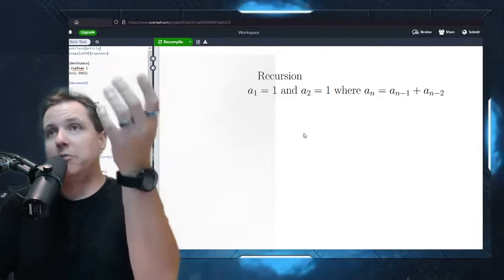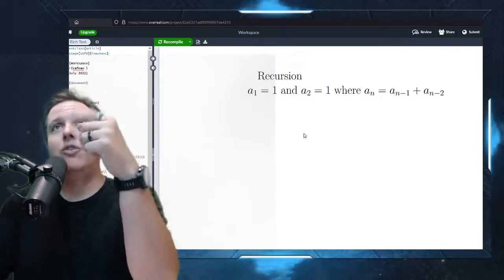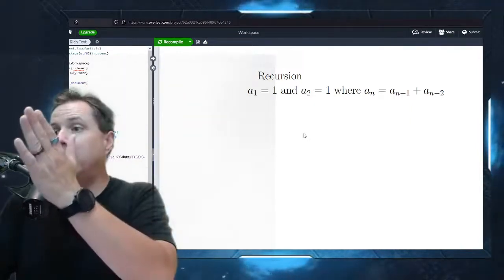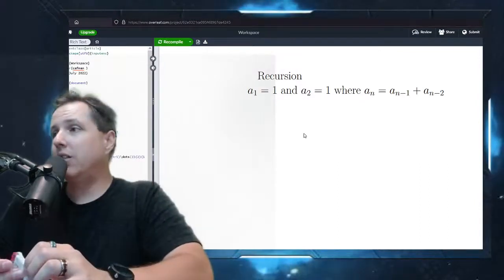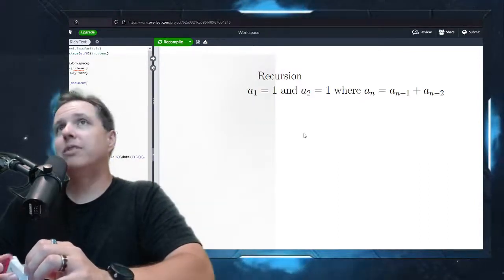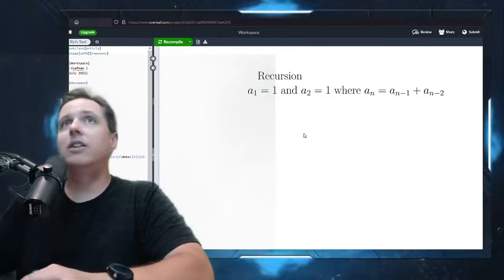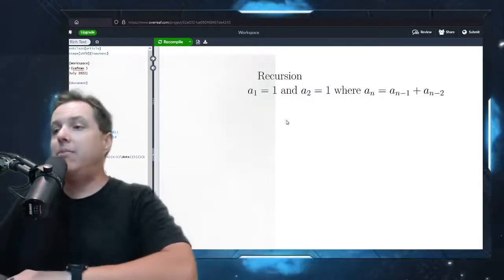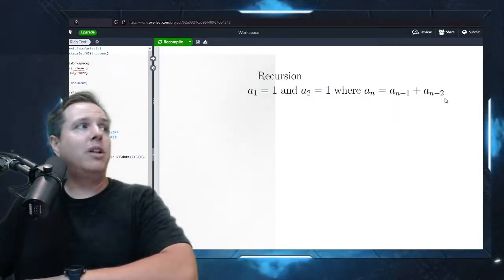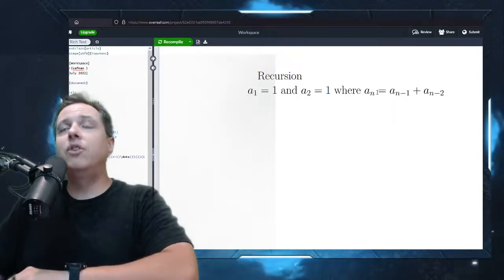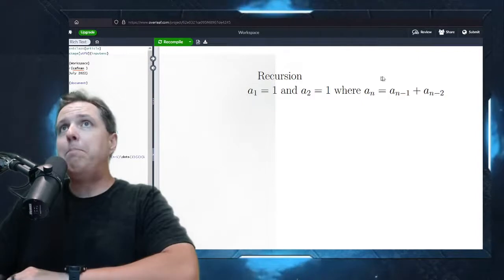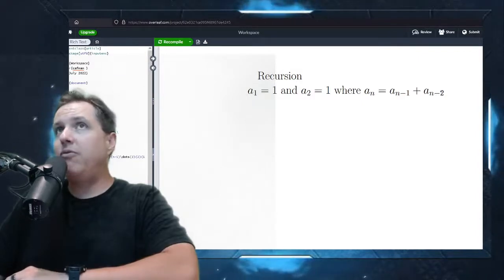Computers are really good at this because, what if we want to know the 100th term? We're going to have to calculate 100 terms of this sequence. It's probably better to just write a little computer code to do it for you in a couple seconds rather than having to do 100 calculations. But here's the idea behind recursion. You have a formula that tells you how to find the current value that you want based on previous values that came before it.